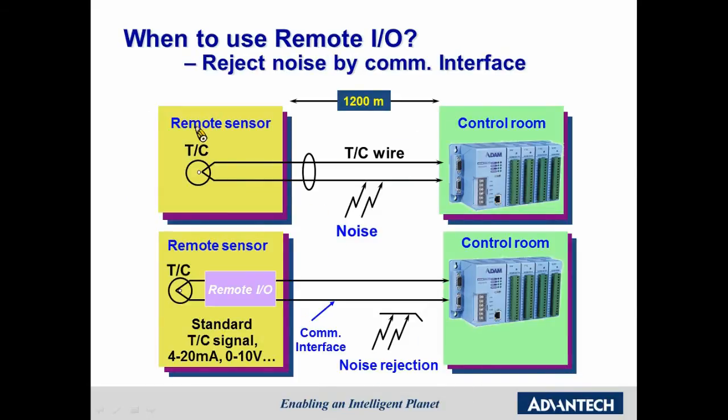When to use remote I/O? Remote I/O can be used to reject noise instead of having the long runs of cable, such as thermocouple cable, run all the way back to the central control room. You can use remote I/O modules deployed out in the field so that the communication interface coming back, the wiring, will be basically Ethernet or serial or fiber optic, and this will eliminate noise rejection.